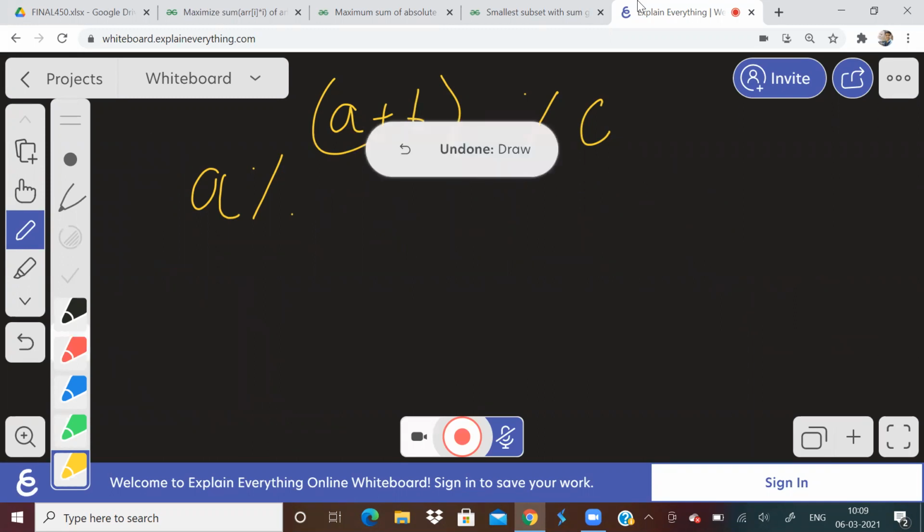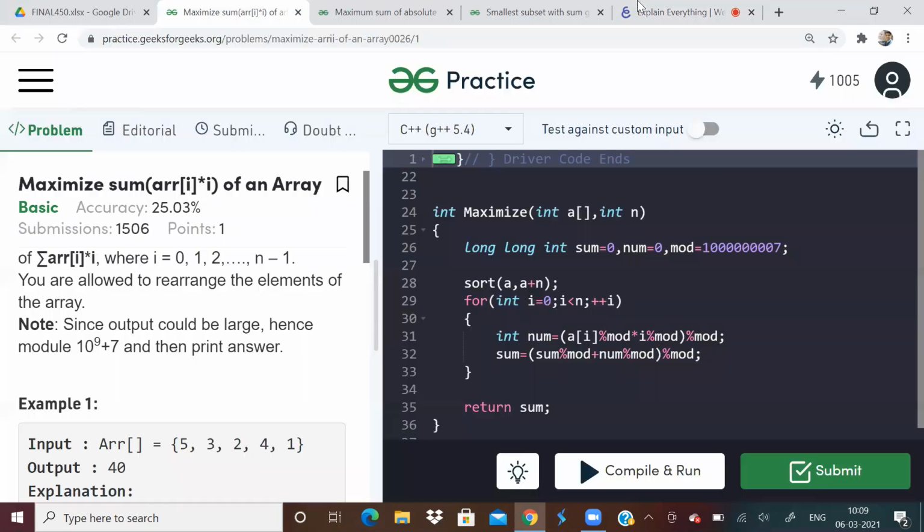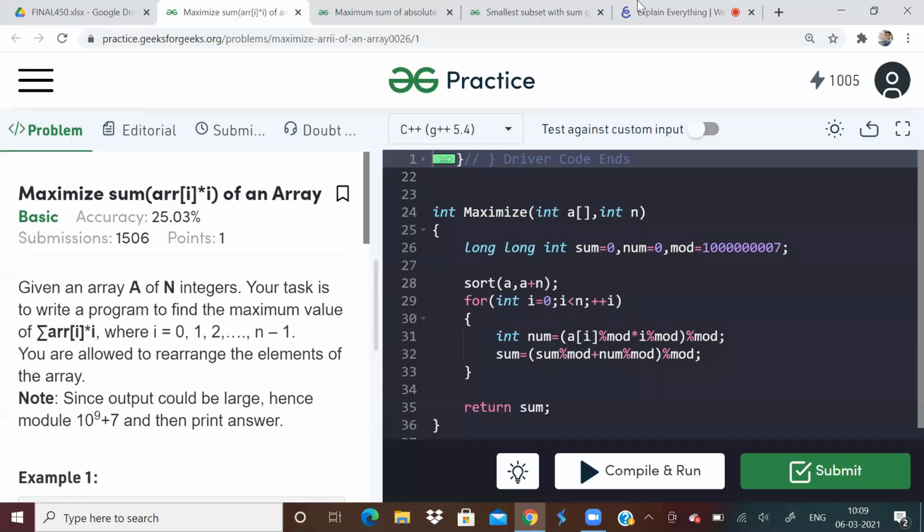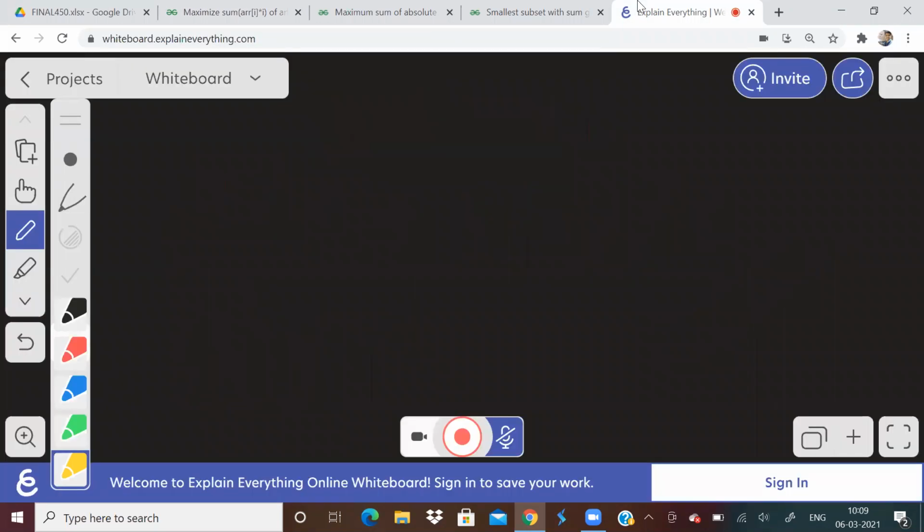And moreover, that is not the only thing. From the problem itself, isn't it obvious that we have to sort the array? Why is it obvious to sort the array? Let us take a simple example.